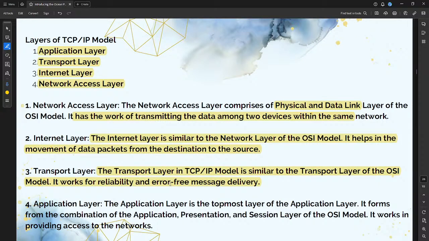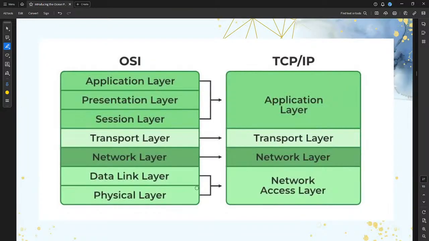And then finally, we have the application layer, which is the topmost layer of the TCP/IP model, and it forms the combination of the application, presentation, and session layers of the OSI model, and of course, it works in providing access to the networks. So now you can see the OSI versus the TCP/IP, having the application, presentation, and session layers as a single application layer, the transport layer as a transport layer, the network layer as a network layer, and the data link and physical layers as the network access layer.